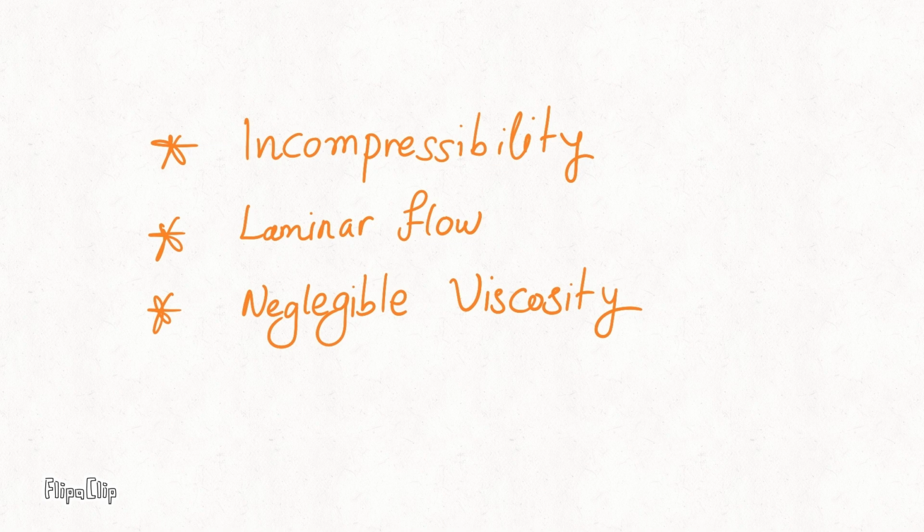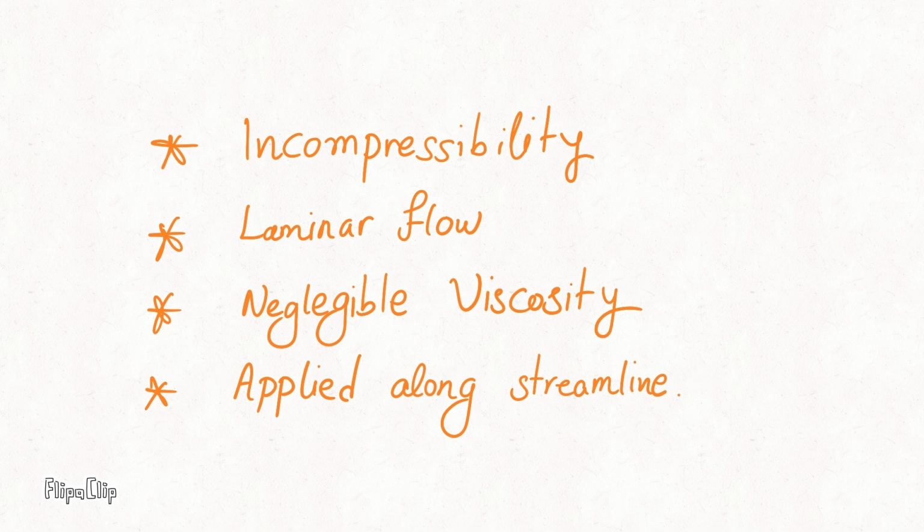Also, the fluid is considered to be inviscid, meaning there is no internal friction between fluid layers. This assumption simplifies the analysis by ignoring viscous effects, which can be significant in real fluids. And lastly, the equation applies along a streamline, which is the path that a fluid particle follows. Streamlines help visualize fluid flow and indicate the direction of the fluid's velocity. These conditions ensure the accurate application of the Bernoulli equation in predicting fluid behavior.